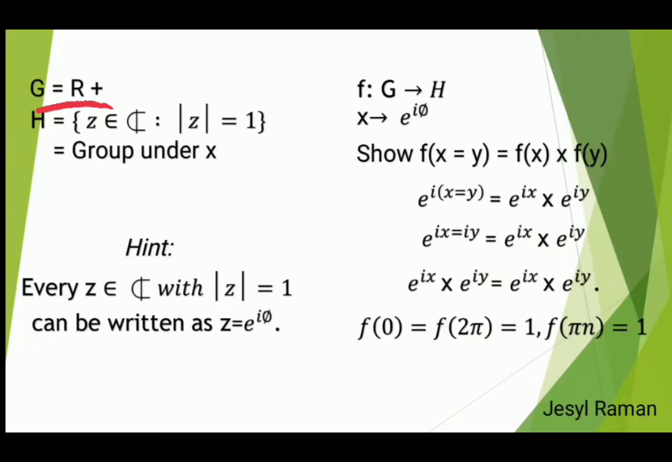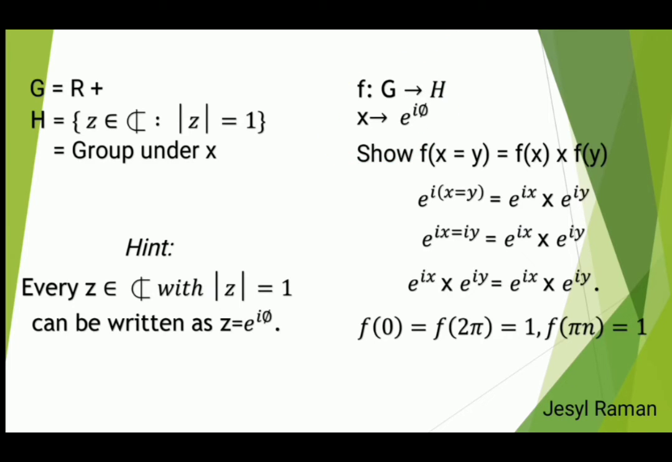Here's another example of a homomorphism. G will be the real numbers under addition, and H will be the complex numbers with absolute value 1. These complex numbers form a group under multiplication, which is a good exercise. So why don't you pause the video and show that H is a group? Here's a hint: every complex number with absolute value 1 can be written as e to the i theta for some angle theta. Define the function f as f of x equals e to the ix.